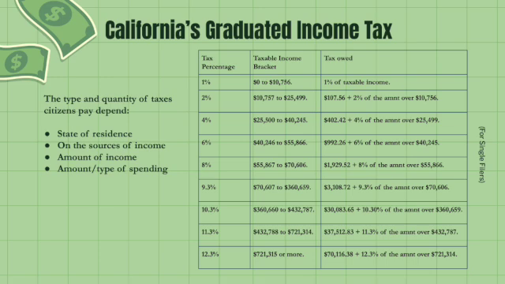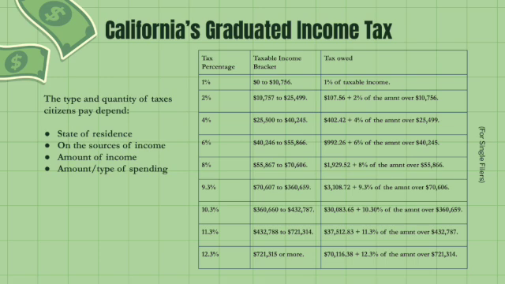The type and quantity of taxes citizens pay depends on which state they live in, and on the sources of income, so whether they're getting it from their business, from their normal job, or from side gigs. Then it also depends on how much money they're bringing in, because as you can see on the chart, it varies. Generally, the richer you are, the more tax you'll pay. And finally, it also depends on your spending. So if you put a lot of money towards charity or other tax cuts, generally that cuts from the bill that you're going to pay towards your taxes.